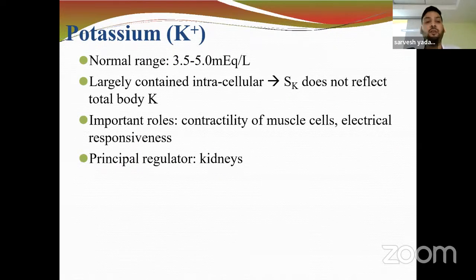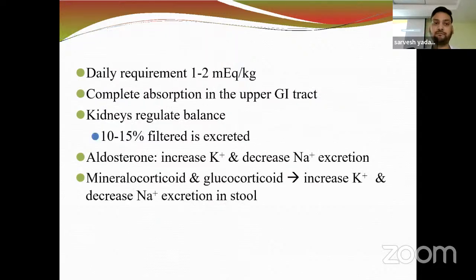Potassium. The normal range of potassium is 3.5 to 5 milliequivalents per liter, largely contained in the intracellular volume. Serum potassium does not reflect the total body potassium. Its important role is the contractility of muscle cells and electrical responsiveness. The principal regulator of potassium is the kidney. Daily requirement of potassium is 1 to 2 milliequivalents per kg. Complete absorption occurs through the upper GI tract.